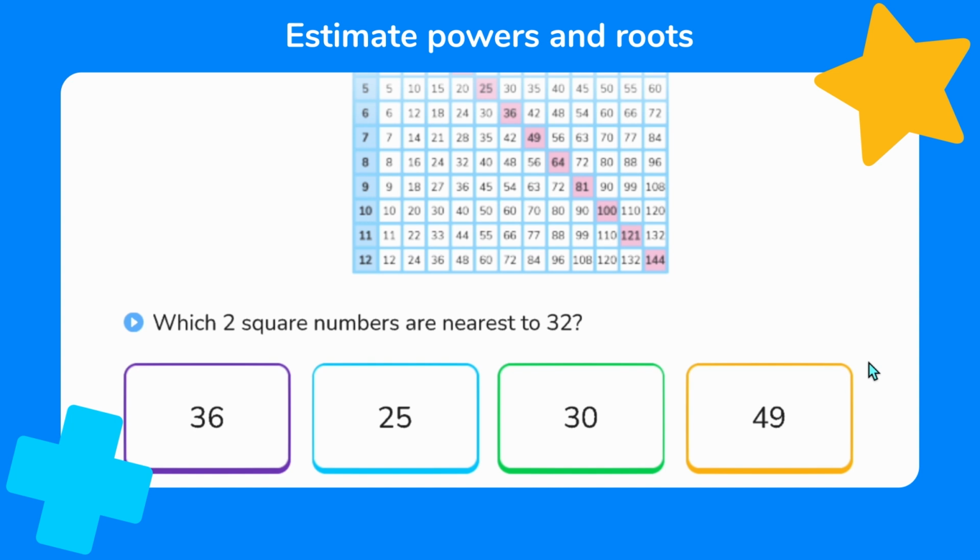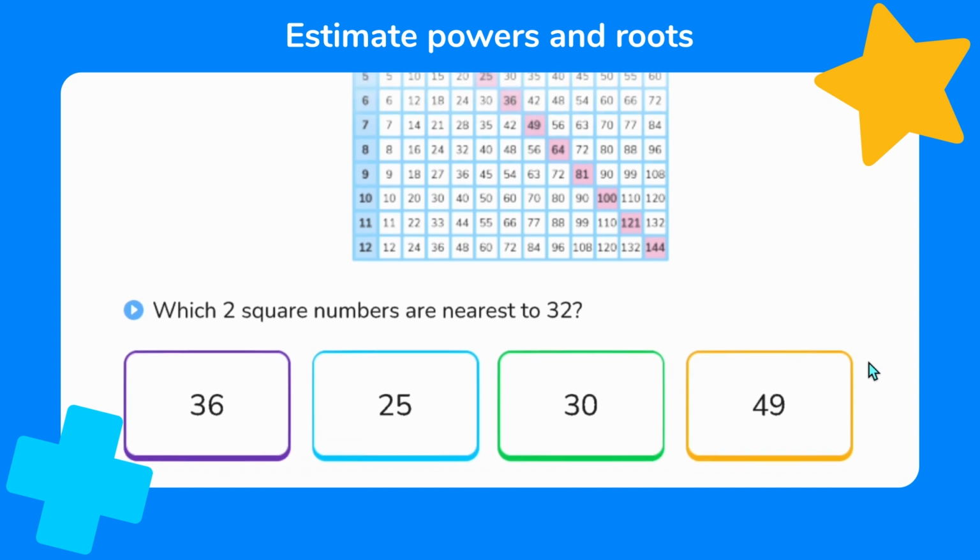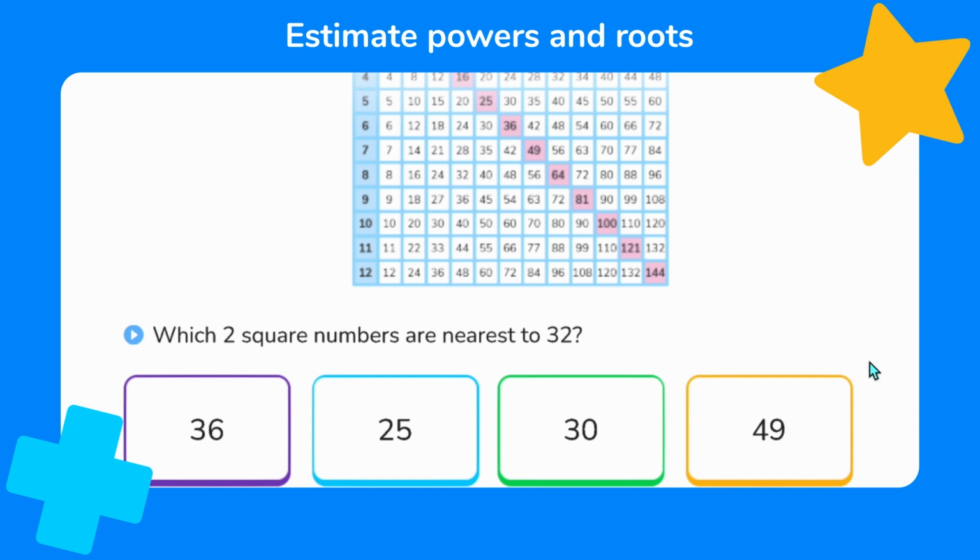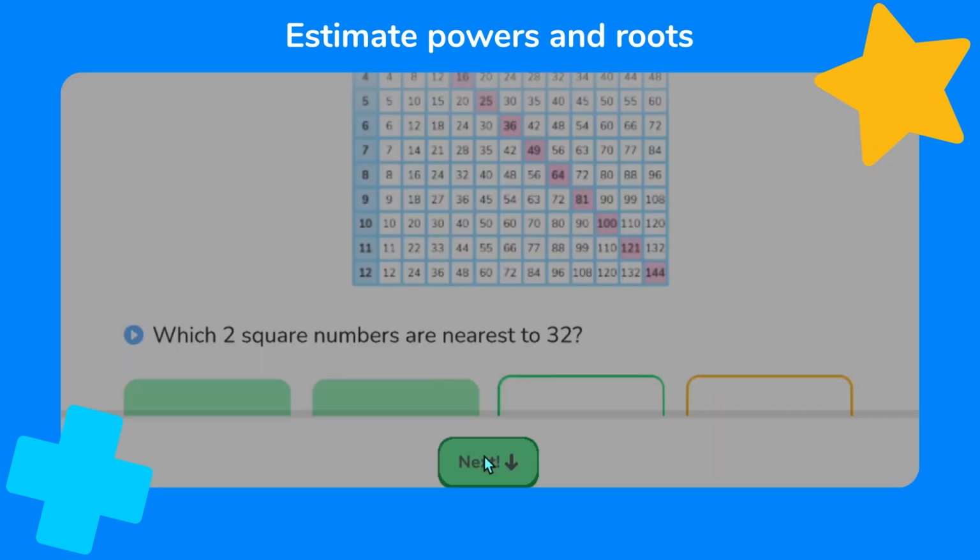So which two square numbers are nearest to 32? Well, let's look at the chart. There's only one square number in the 30s, and that's 36. So 32 is less than 36, so 36 will be the nearest square number that's greater than 32. So let's choose 36. Now we need to look at the square number that comes before 32. And looking at our chart again, that must be 25. So the square number that is less than 32 must be 25. Let's have a look. Excellent.